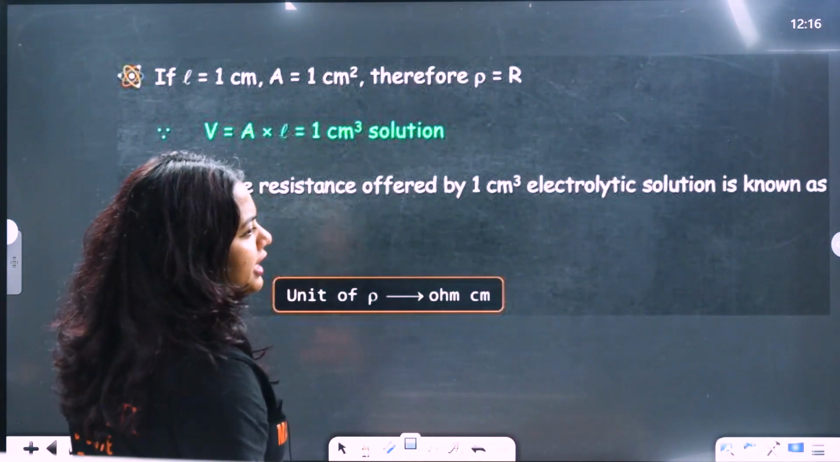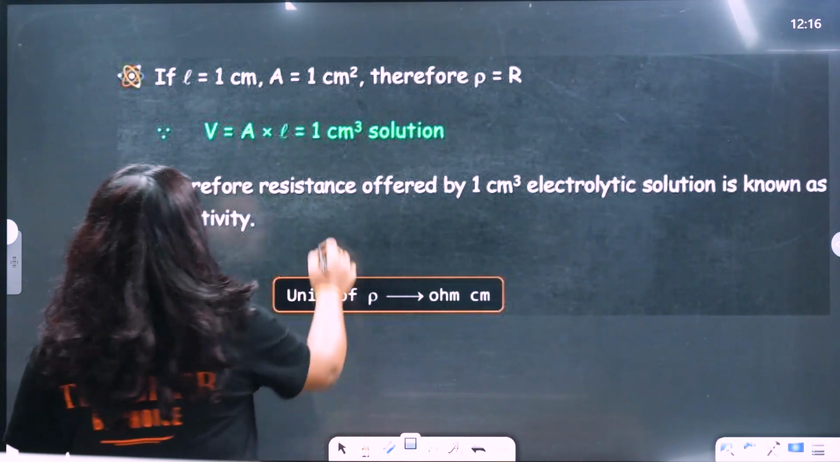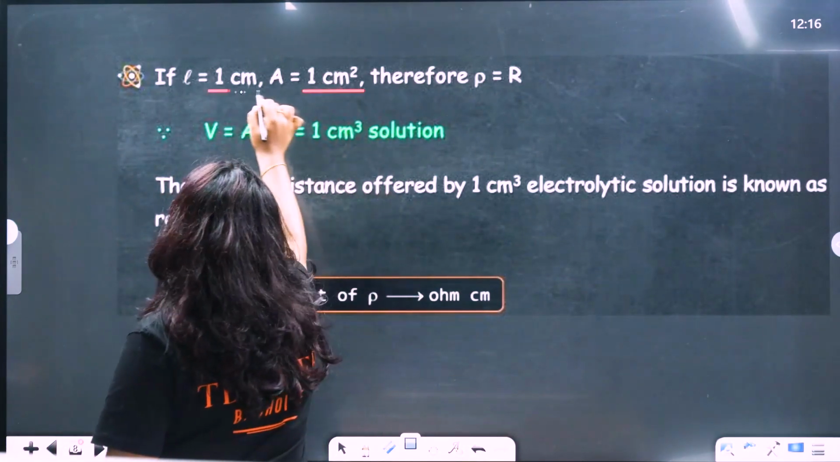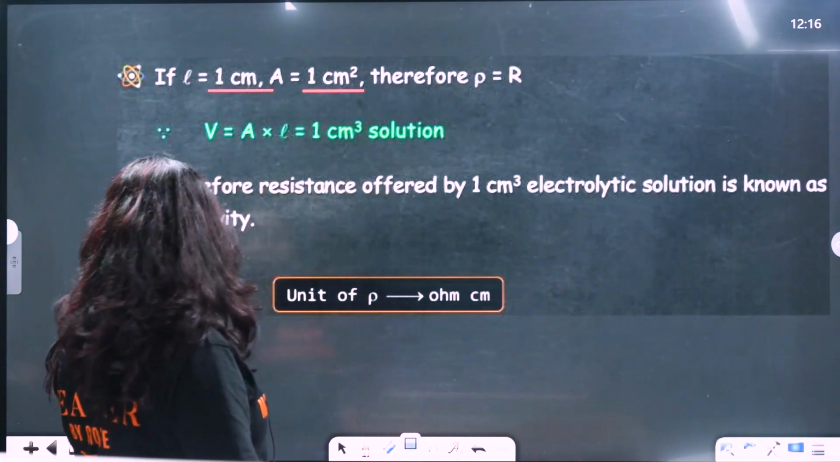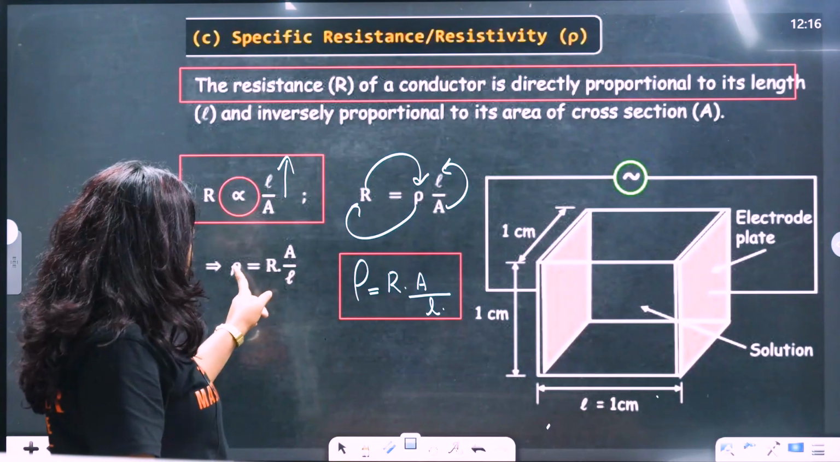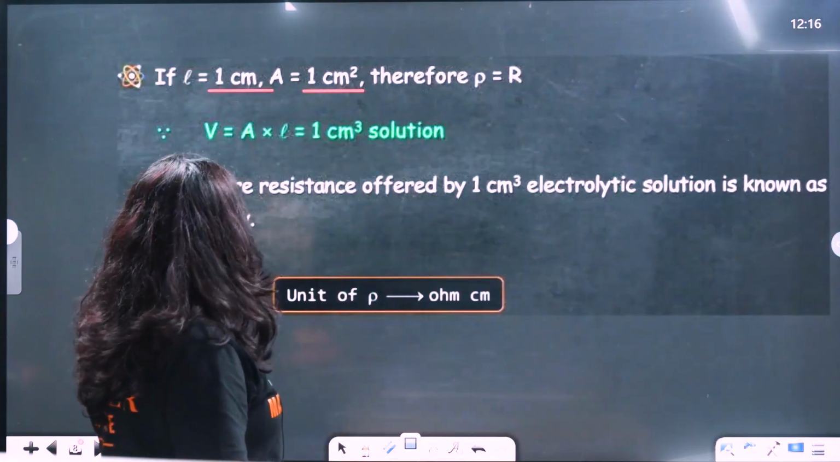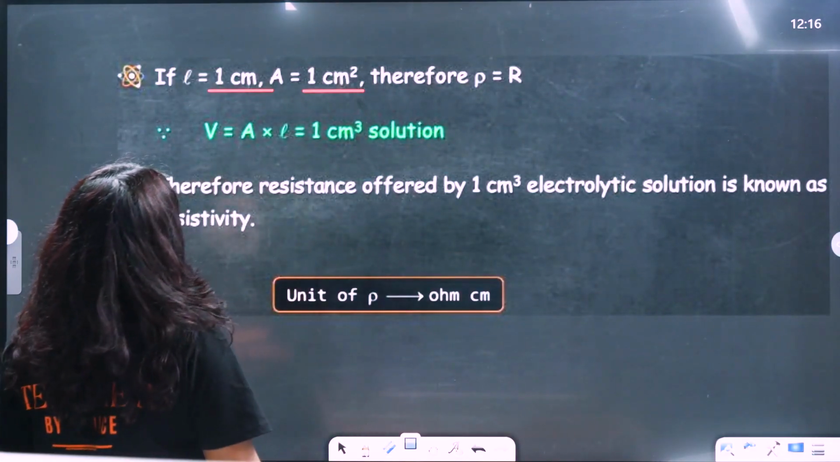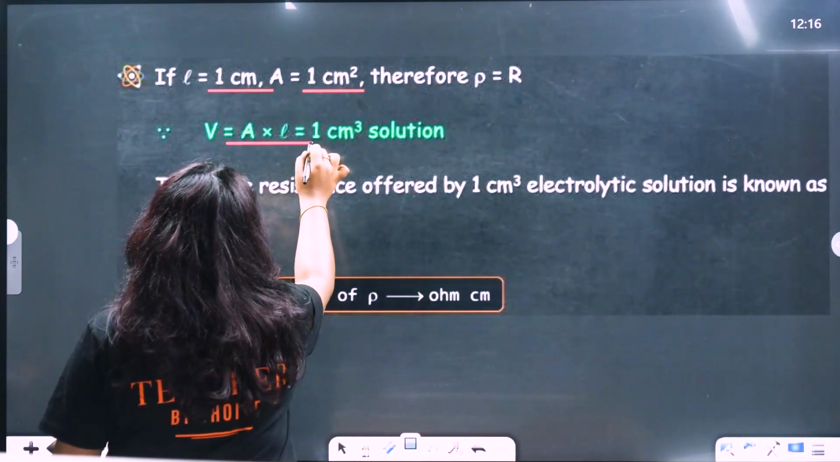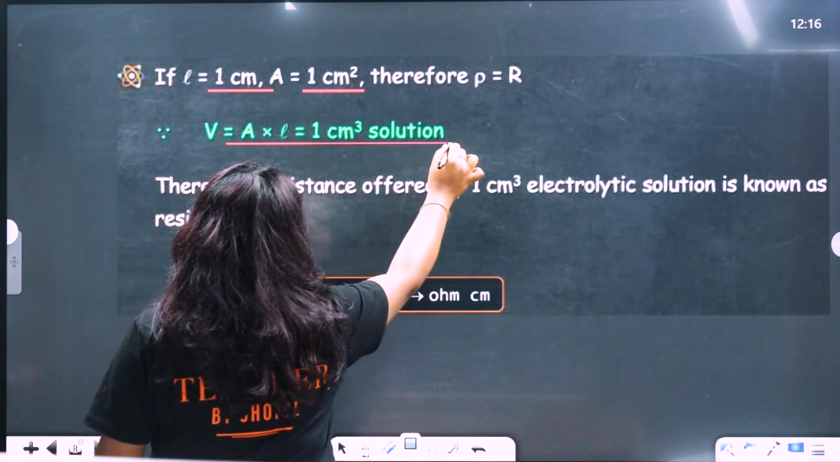Now if this is an example, they are giving the length equal to 1 centimeter and the area of the cross section equal to 1 centimeter square, therefore rho is equal to 1, right? If this is 1 and this is 1, this will be equal to 1. So the resistivity and the resistance are the same. The volume, you know, is area into length, so that is also 1 centimeter cube.